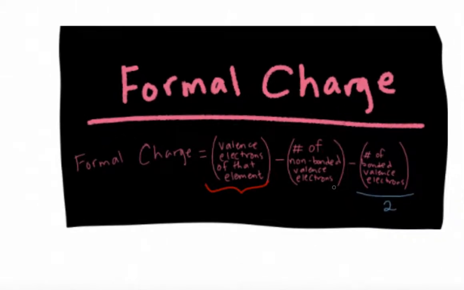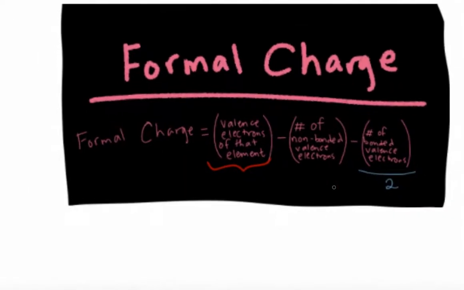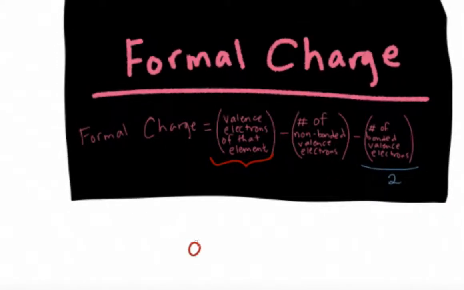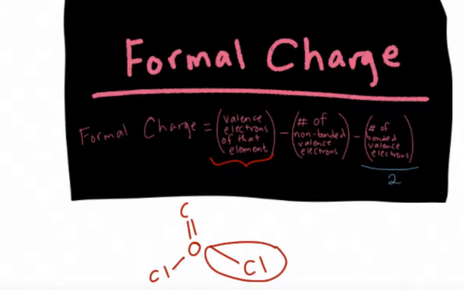Another rule that I would like to mention is that if you have a symmetric Lewis structure, something like this, I'm just going to make up something where this may not make sense. This is symmetric. We have the same configuration for Cl on this side as on this side, and therefore they're both going to have the same formal charge. So you don't have to waste time finding the formal charge for both.